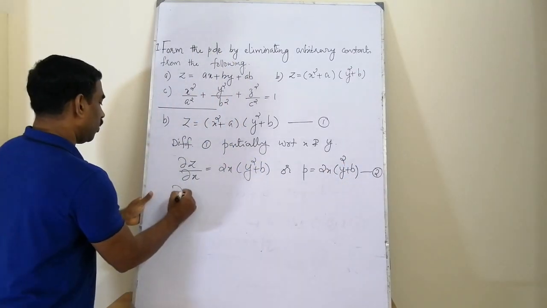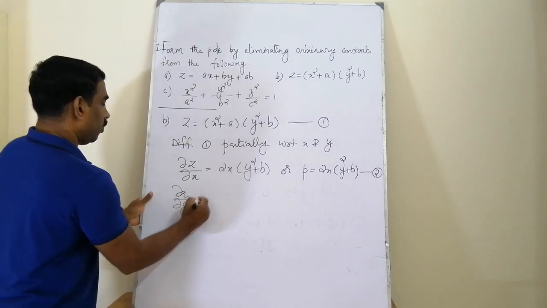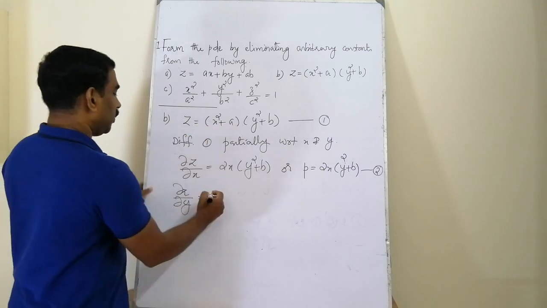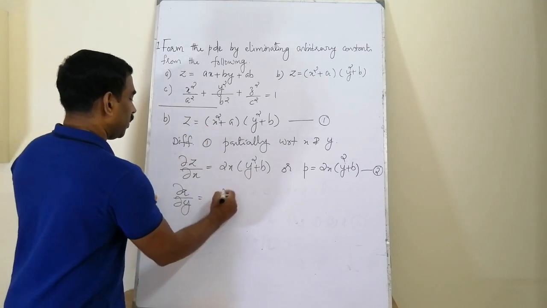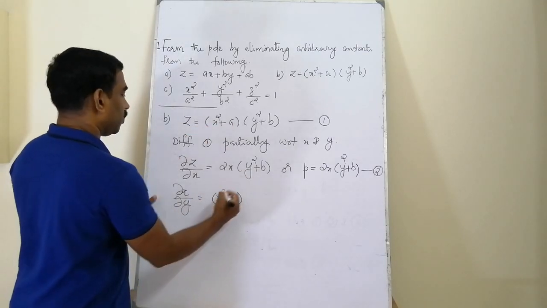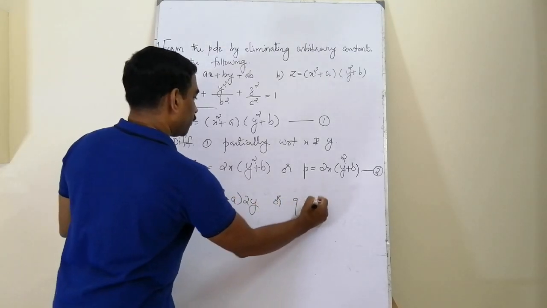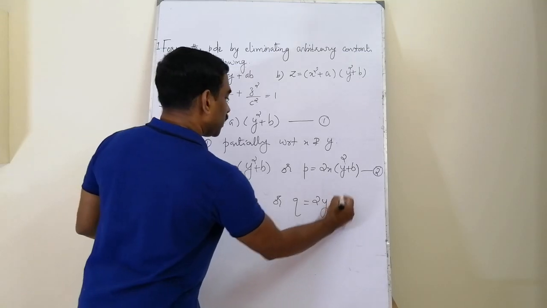And similarly, dou z by dou y. In partial differentiation with respect to y, x is acting like a constant. So this is x square plus a into 2y. So we can write this as q is equal to 2y into x square plus a.